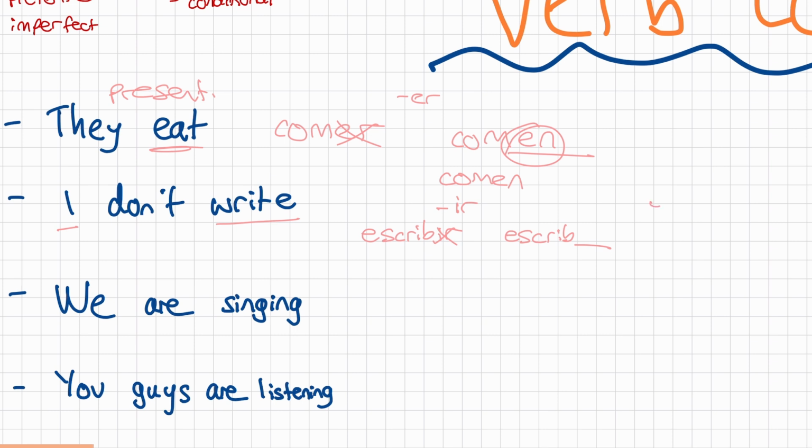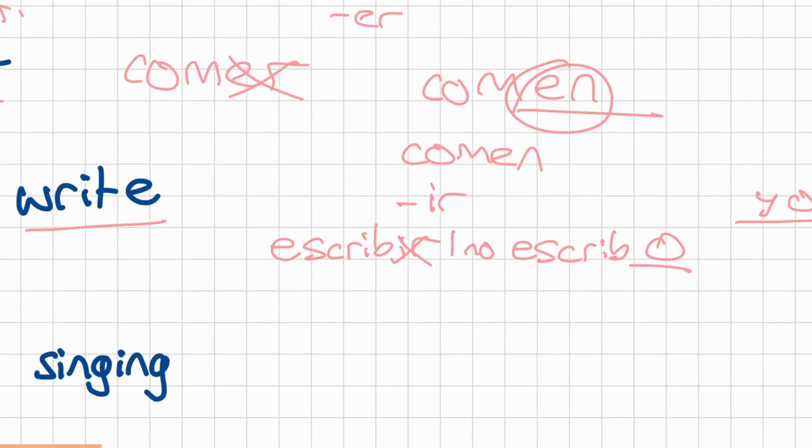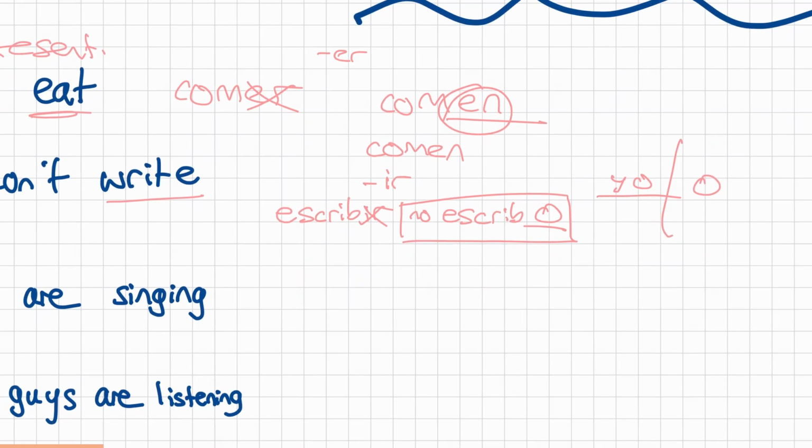This is the your one at the top. So this is going to be O. So escribo. And because it's I don't write, we just put a no at the front. So no escribo.